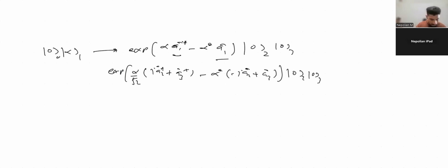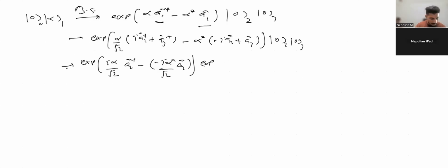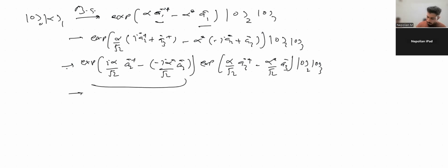So this is after beam splitting. Rearranging the terms, we get exponential of alpha by root 2 A2 dagger minus alpha star by root 2 A2, and similarly exponential of alpha by root 2 A3 dagger minus alpha star by root 2 A3, applying on |0, 2> and |0, 3>. The first term going with 0, 2 and the second with 0, 3 will give alpha by root 2 at 2 and alpha by root 2 at 3.